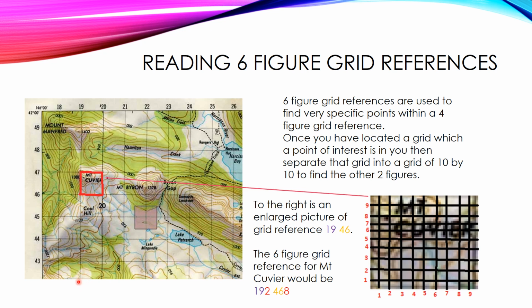To find my northing, I know that the box I'm looking for is 46, which is here, and I know that I'm 8 notches up. 46, 1, 2, 3, 4, 5, 6, 7, 8. I can line those two points up to find Mount Cuvier.